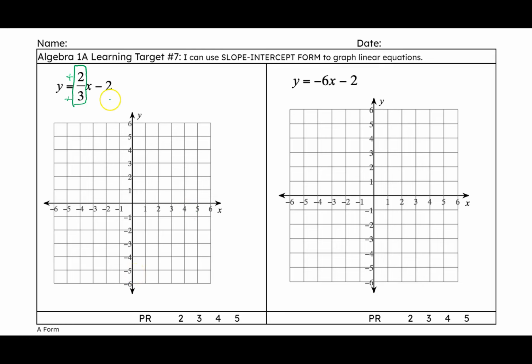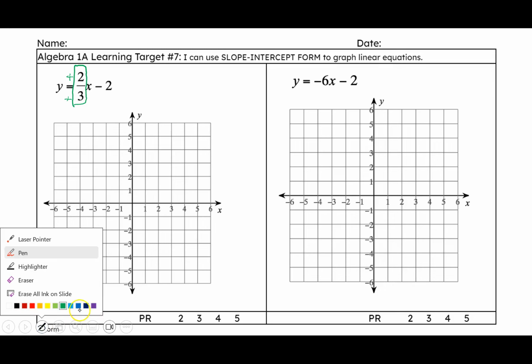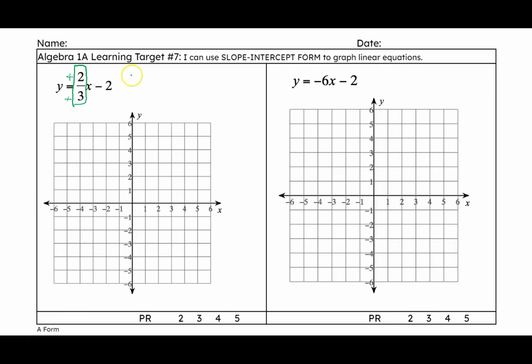This second number right here in your equation is exactly where you start. This is called your y-intercept. It is the constant, and it tells you where on the y-axis to start. So my y-intercept says start at -2 on the y-axis. That would be right here. So that is my first point at -2.